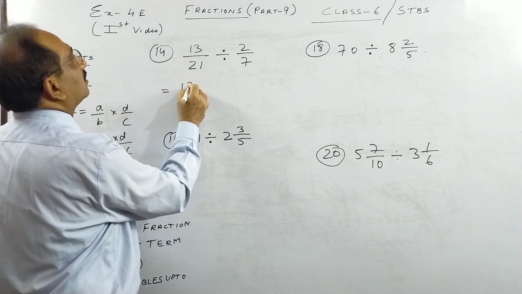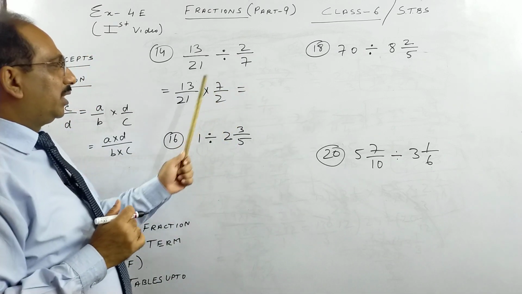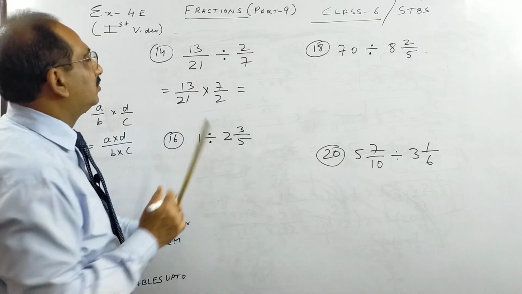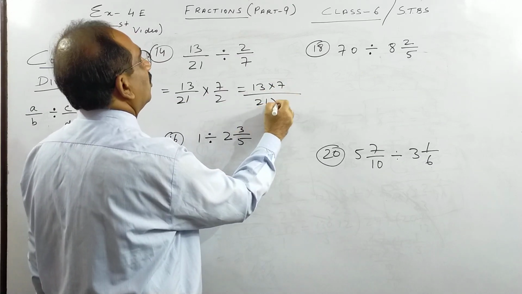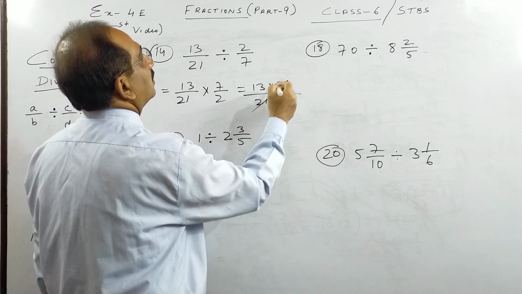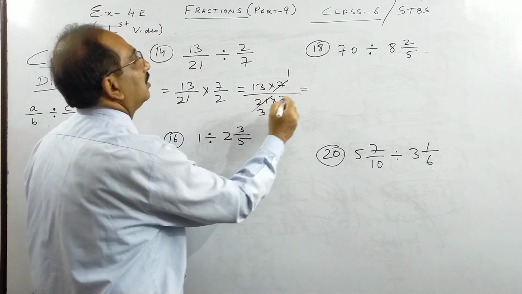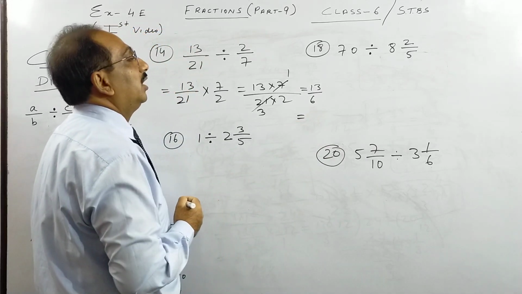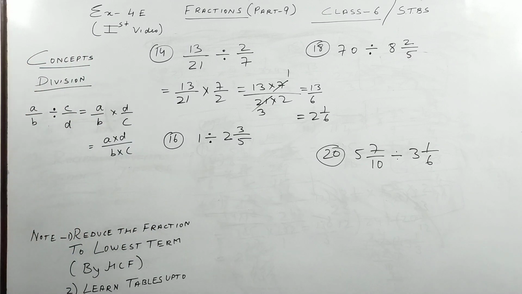So let us see this: 13 by 21 divided by 2 by 7. First step, division becomes multiplication, denominator becomes numerator, numerator becomes denominator. Now next step, you know, numerator with numerator and denominator with denominator. 7 ones are 7, 7 threes are 21. So this is your 13 by 6, which is nothing but if you convert, 2 1 by 6. Okay, so kindly copy that.